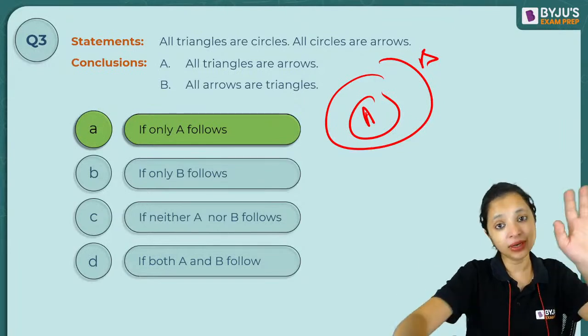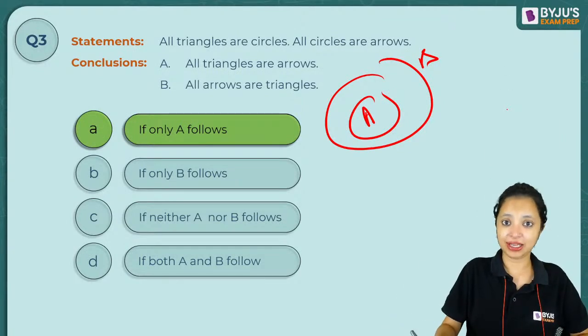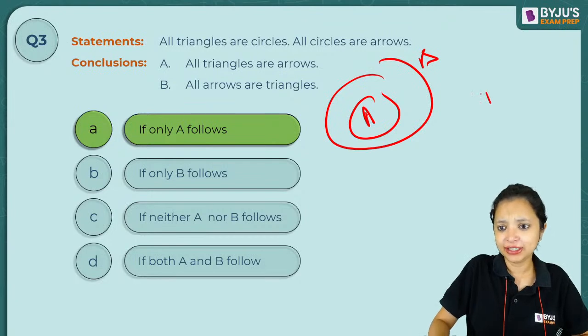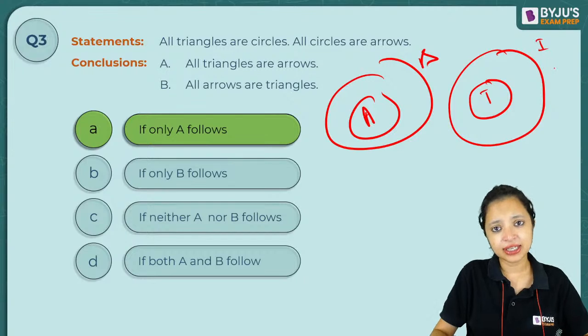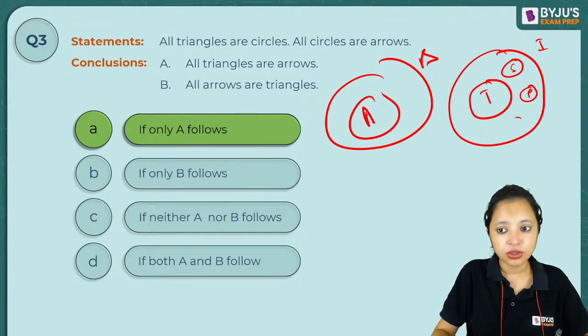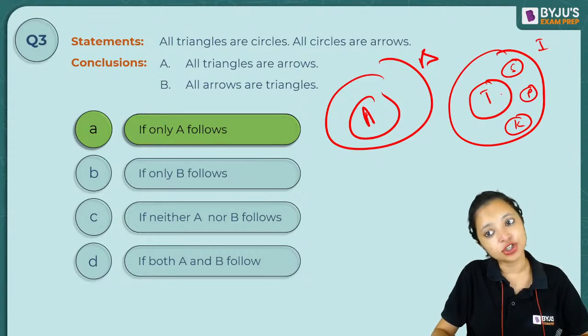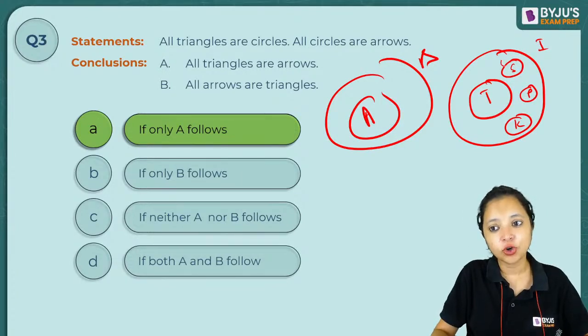Let's understand it through an example. If I say all teachers are intelligent, does that mean nobody else can be intelligent? Yes, students can be intelligent, parents can be intelligent, kids can be intelligent. So it's not necessary that if all teachers are intelligent, all intelligent people are only teachers. There could be other people too, right?